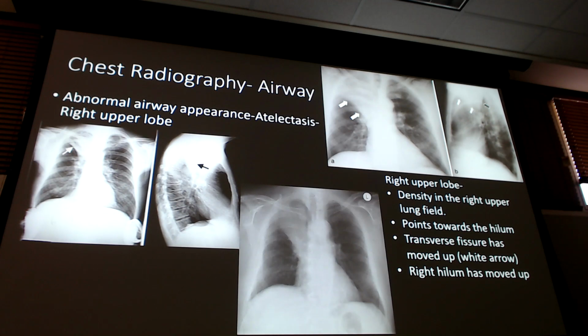Where's the obstruction? I have no idea. What's causing the atelectasis? I don't really know. I just need to know how to diagnose it.